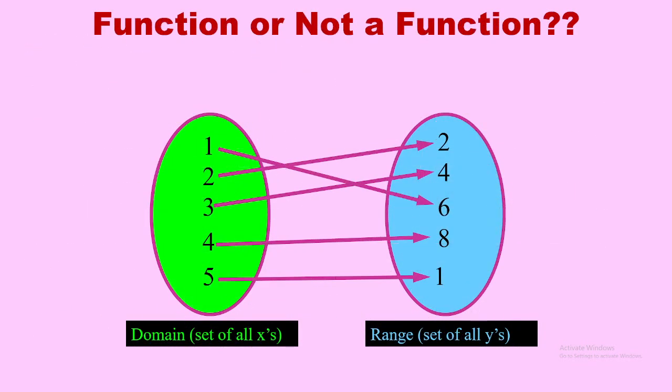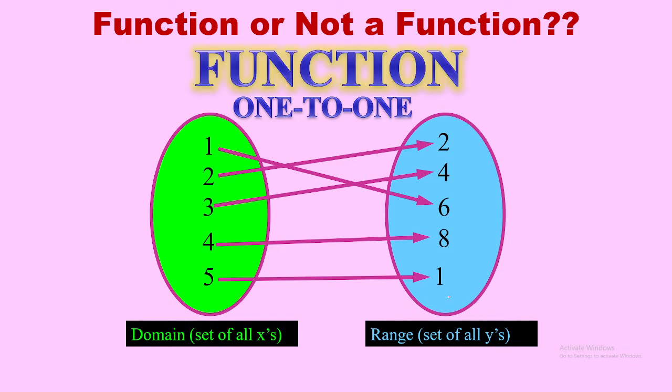Let's have this mapping over here. As you can see, this is an example of a one-to-one relation. Let me ask you this. Is this a function or not a function? Let's focus on number one. The number one is paired with exactly one value in the range. The number two, exactly one value. Number three, exactly one value. Number four, exactly one value. Number five, exactly one value in the range. So as you can see, all the numbers in the domain are paired with exactly one value in the range. And this is a function.